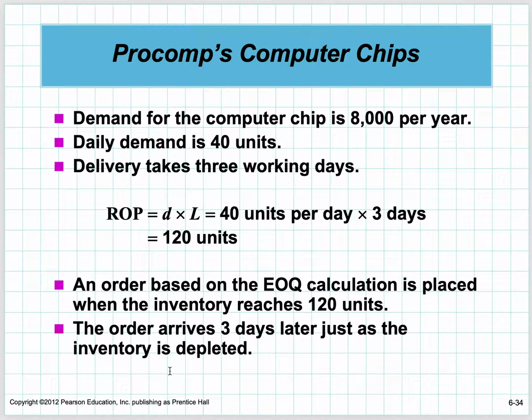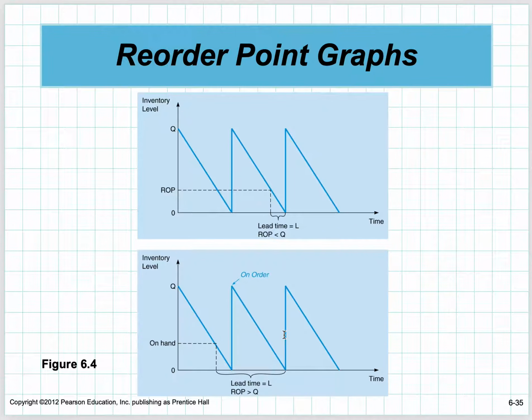So the demand for a computer chip is 8,000 per year. Daily demand is 40. It takes 3 working days to replenish for this computer chip. So you take the daily demand of 40 times the 3 days. So when you get to 120 units, no matter what your Q star is, you're going to think about reordering. An order based on the EOQ calculations is placed when the inventory reaches 120. The order arrives just when the other inventory is depleted.